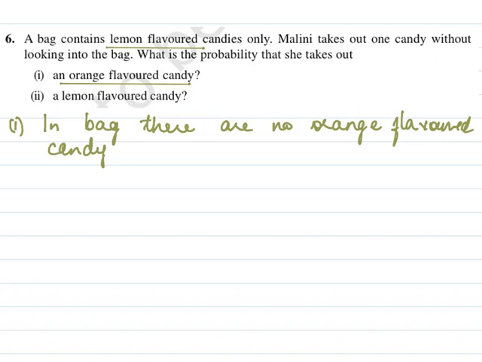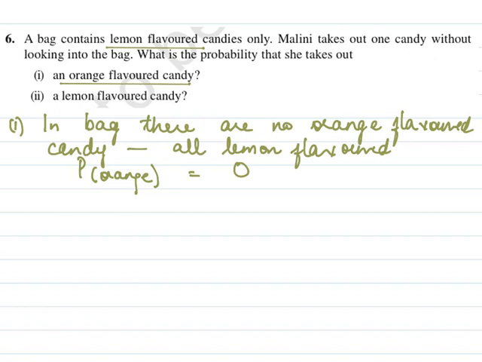Which means she will never get an orange flavored candy because all are lemon flavored. So the probability of getting an orange flavored candy will be 0 because it's an impossible event. In the next sum, they said, what is the probability of getting a lemon flavored candy?